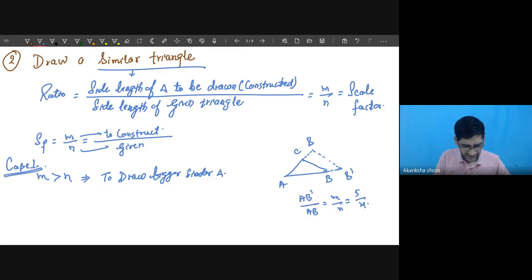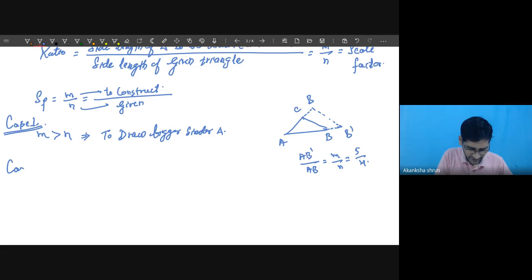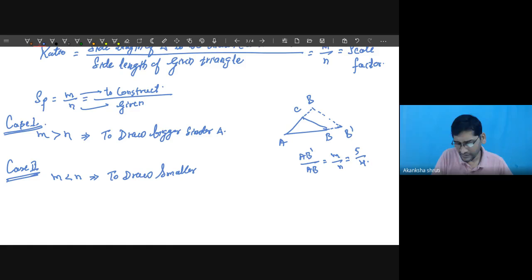The other possibility, or the case number 2, is m is lesser than n, means to draw or to construct a smaller triangle than the given.